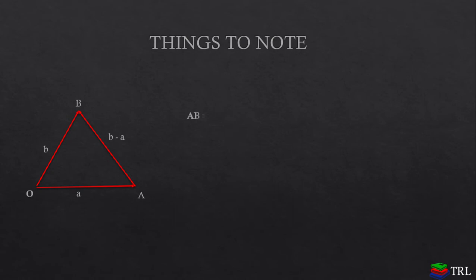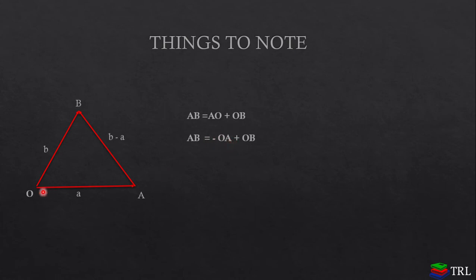Why? This is because we know that vector AB is vector AO plus vector OB. That is, for us to move from the point A to the point B, we have to go through the point O to the point B. That is AO plus OB. Now this means that vector AB equals minus vector OA plus vector OB. That is AO equals minus OA.